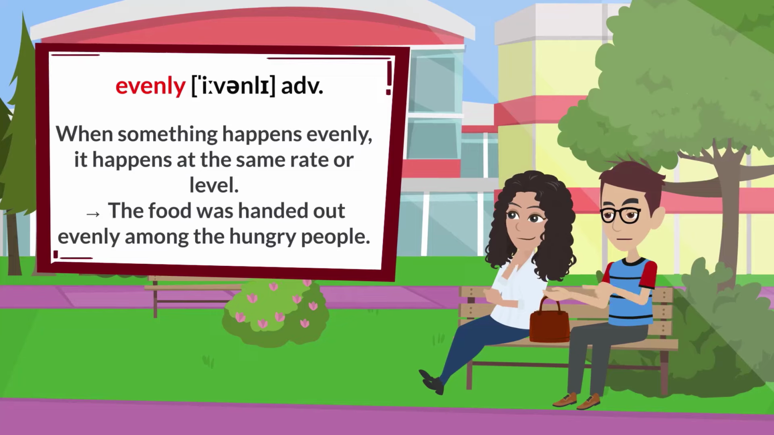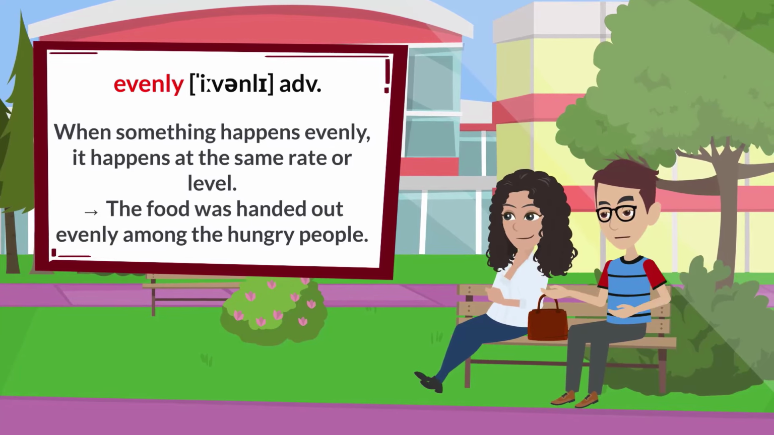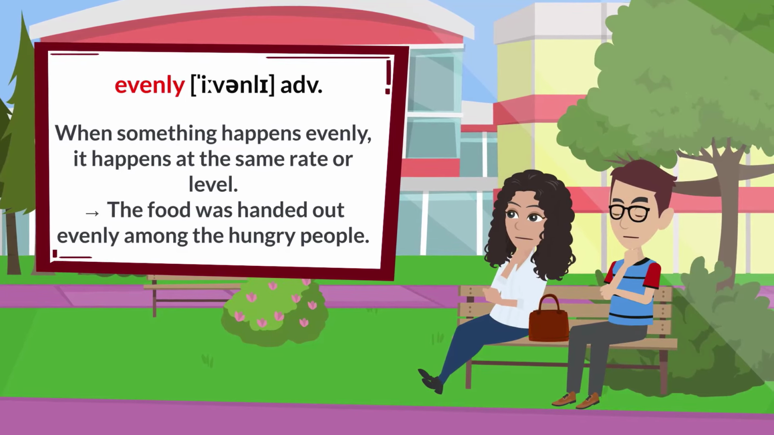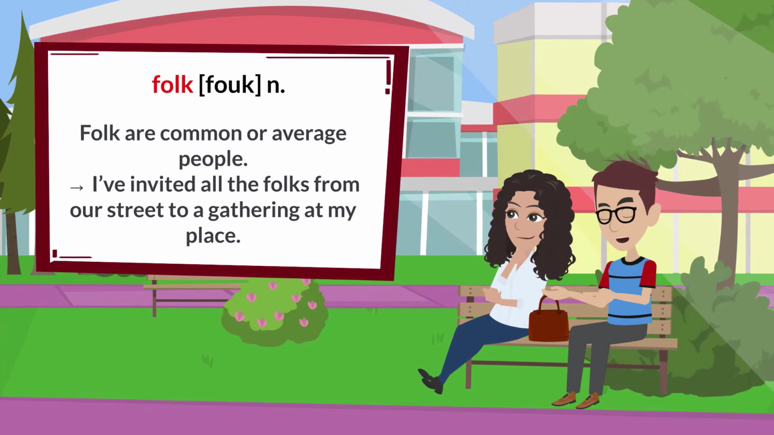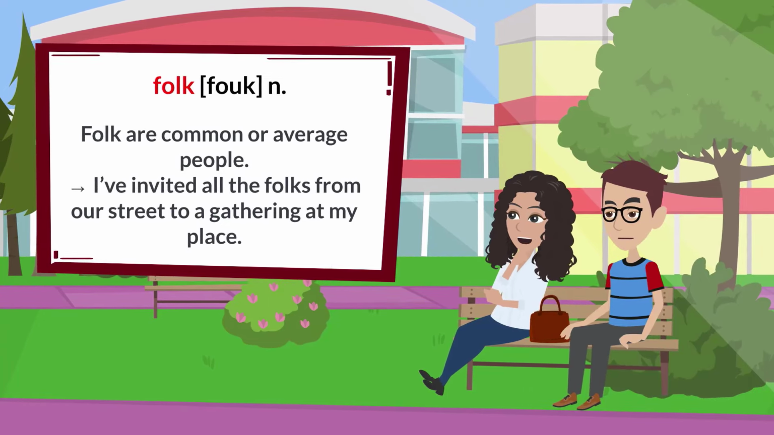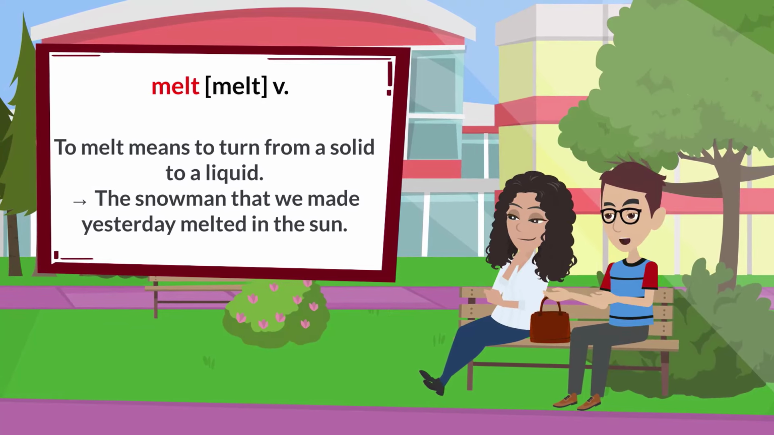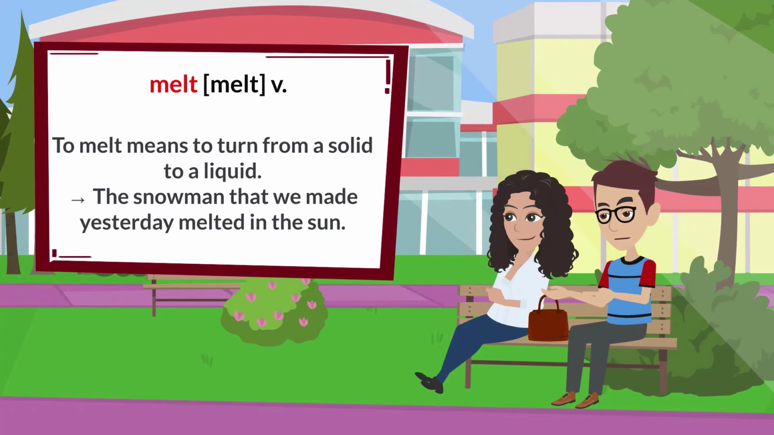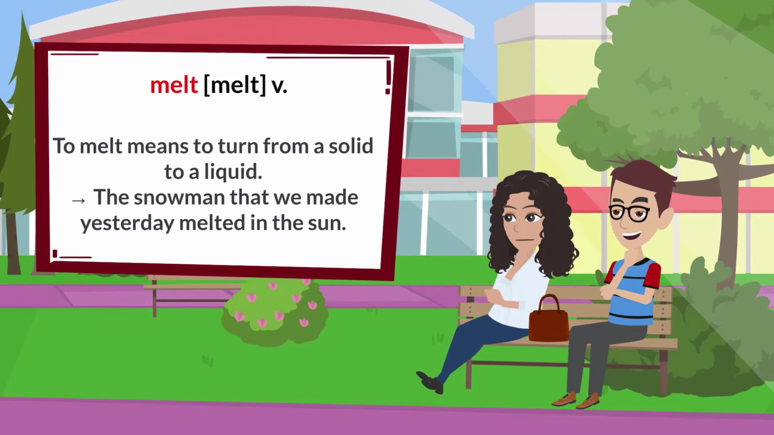Evenly. When something happens evenly, it happens at the same rate or level. The food was handed out evenly among the hungry people. Folk. Folk are common or average people. I've invited all the folks from our street to a gathering at my place. Melt. To melt means to turn from a solid to a liquid. The snowman that we made yesterday melted in the sun.